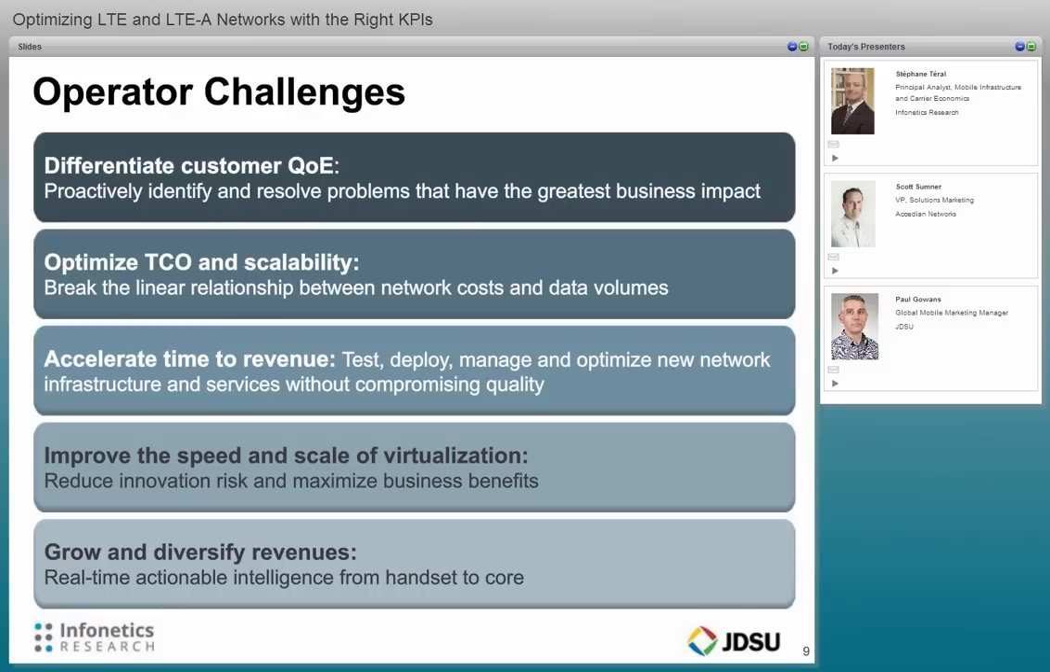And then the last one, I'm probably the most important one, which is operators being able to grow and diversify revenues. It's not about costs. It's not necessarily just about efficiency. It's about how do you grow your business and grow those service revenues. So that really highlights what we would bring forward as the 5 operator challenges.